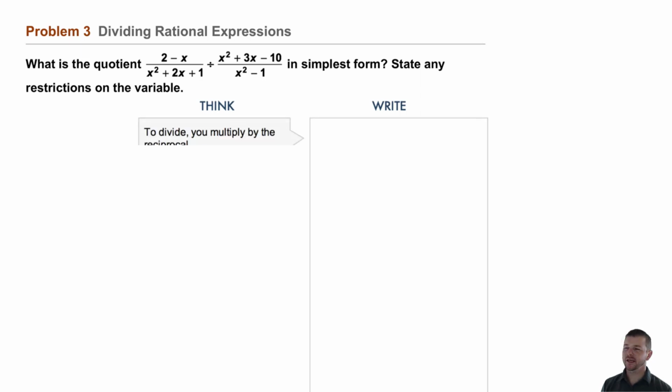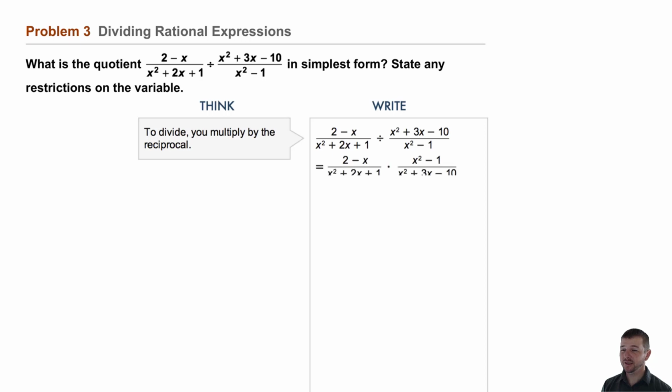First think. To divide, you multiply by the reciprocal and write the original division expression as multiplication by the reciprocal, so it becomes 2 minus x over x squared plus 2x plus 1 times x squared minus 1 over x squared plus 3x minus 10.